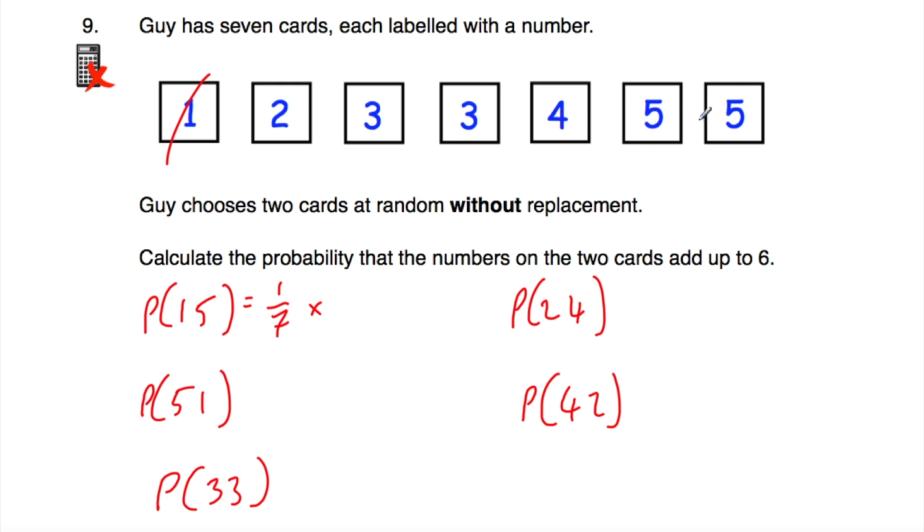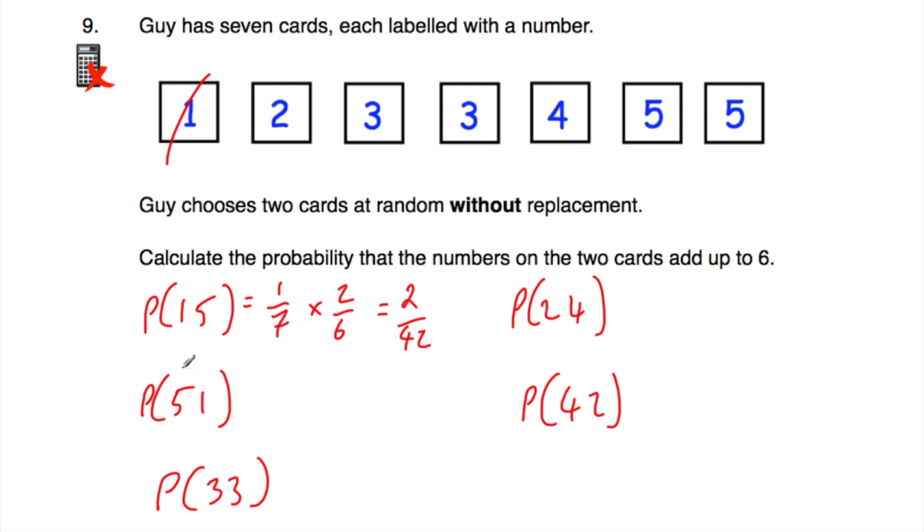And how many 5s are there? There's 2 5s. So once that one's taken out, the probability that the second card is a 5 will be 2/6, because there's 6 cards left and 2 of them have got a 5 on them. So if we do 1/7 times 2/6, that'll give us the probability of a 1 and then a 5. So let's work that out. 1 times 2 is equal to 2, and 7 times 6 is equal to 42. So the probability that Guy chooses a 1 and then a 5 will be 2 out of 42, or I suppose 1 out of 21 if we cancel it down. But it's a non-calculator question, so I tend not to simplify until the very end.